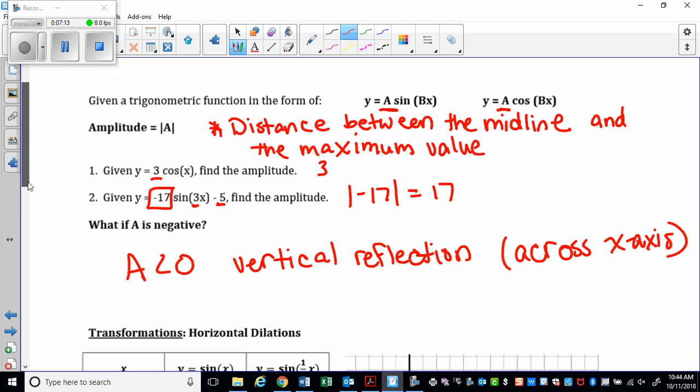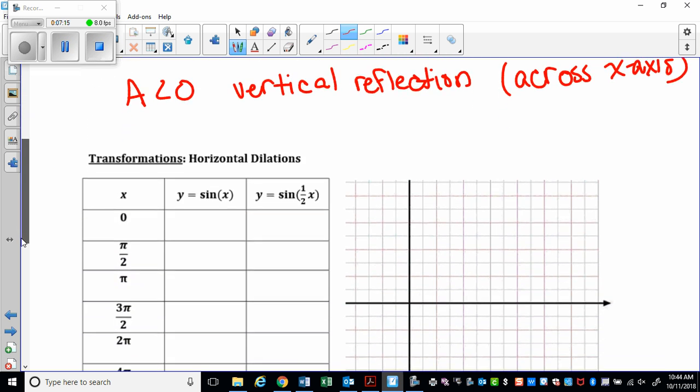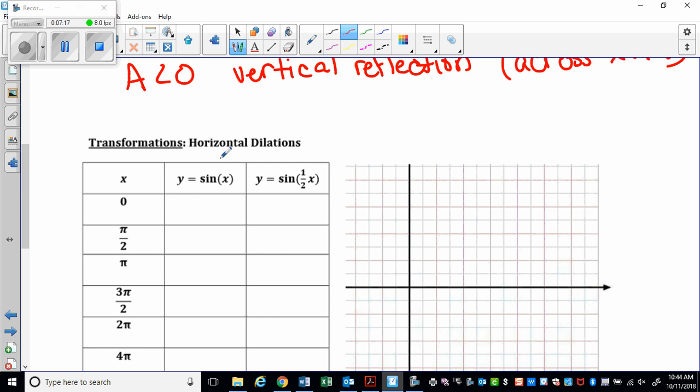Okay? Transformations and horizontal dilations. So we're going to look at what happens when we have sine of x compared to sine of 1/2 x. The 1/2 is not in front of my sine, so this is not going to be an amplitude change. Just remember the unit circle. I'm going to draw your points for you.